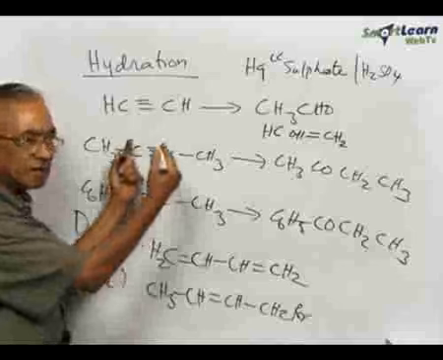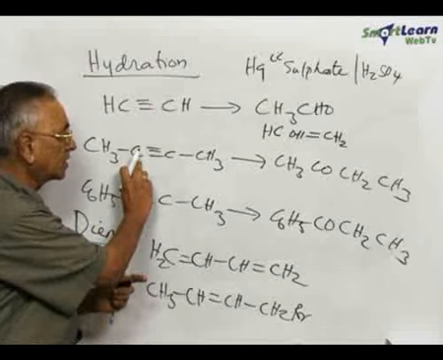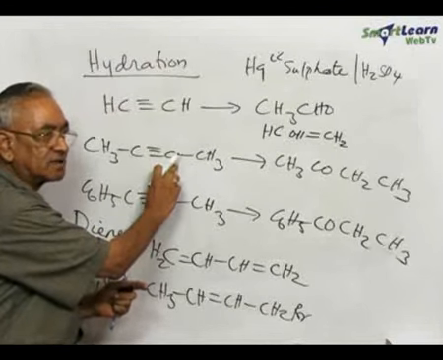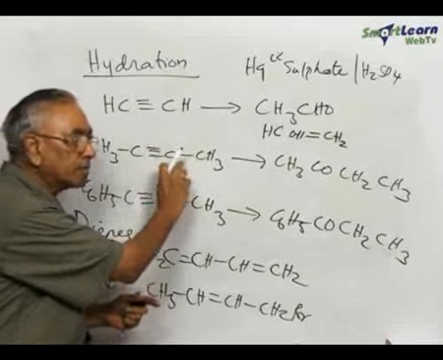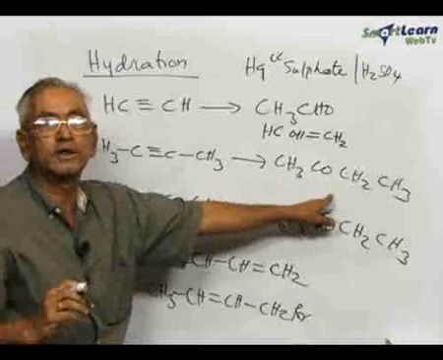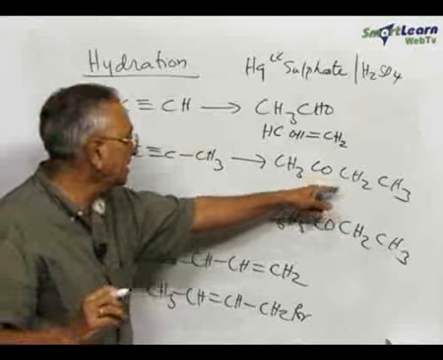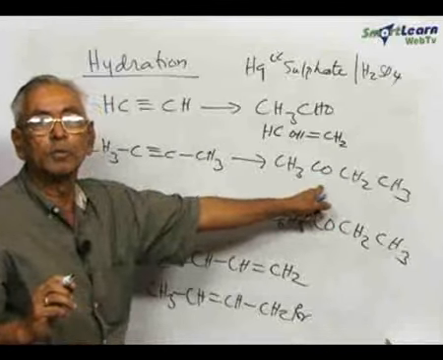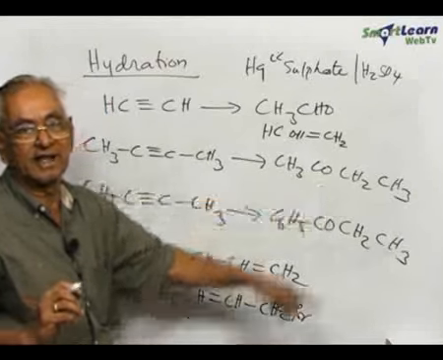Here also the same thing happens. H gets attached to one carbon atom, OH gets attached to the other carbon atom, an enol will be produced, and the enol will tautomerize to give rise to a more stable keto form. So you will get methyl ethyl ketone, or 2-butanone, in this case.